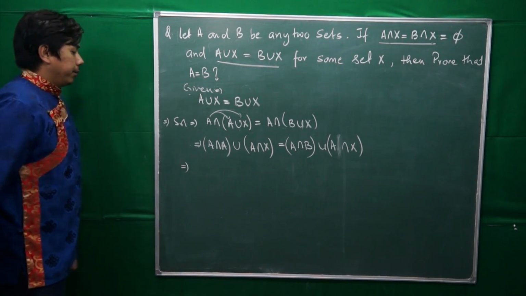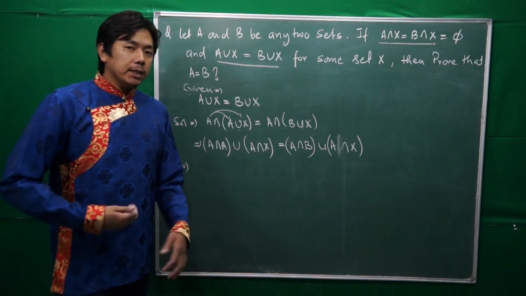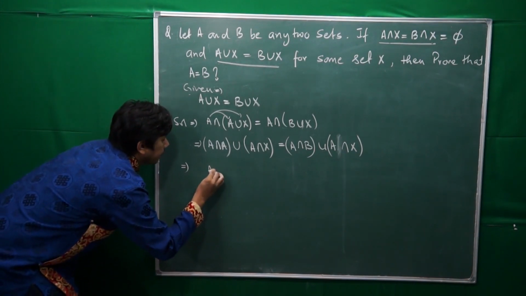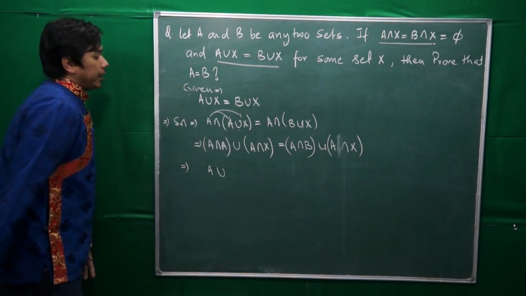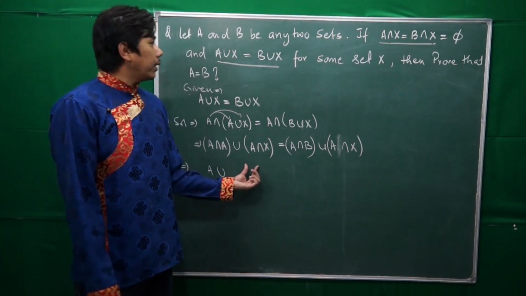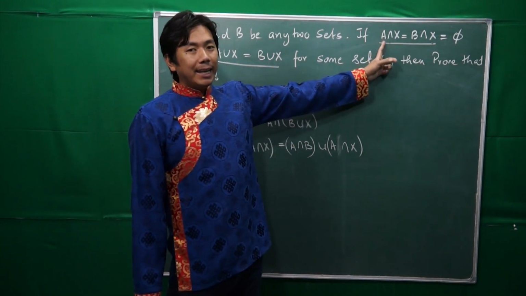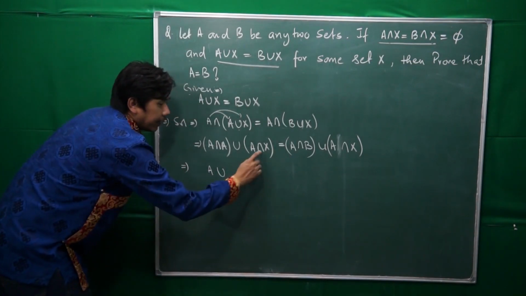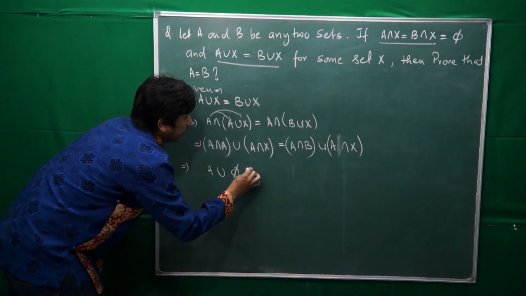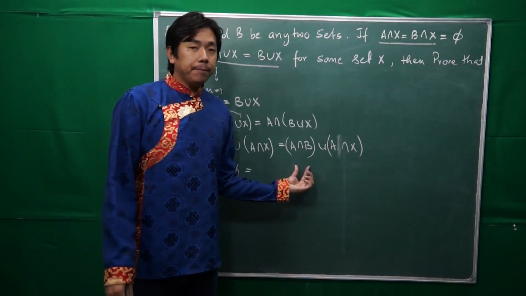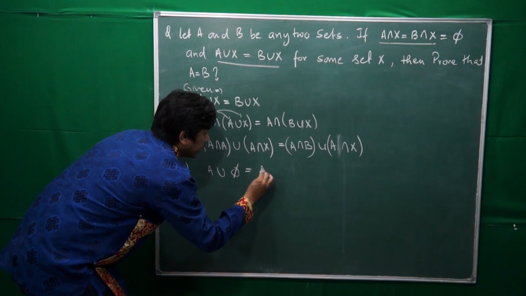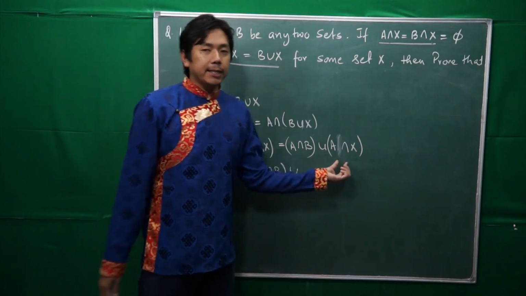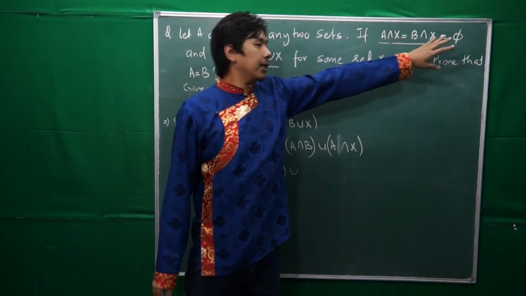Next, we have A intersection A. What is the value of A intersection A? By the idempotent law, A intersection A is A itself. Now, union with A intersection X. From the given values, what is the value of A intersection X? As you can see, A intersection X is a null set phi. So A union A intersection X being null set phi equals A intersection B. As it is, I won't be changing it. A intersection B, now union with A intersection X. Again, the value of A intersection X is null set.